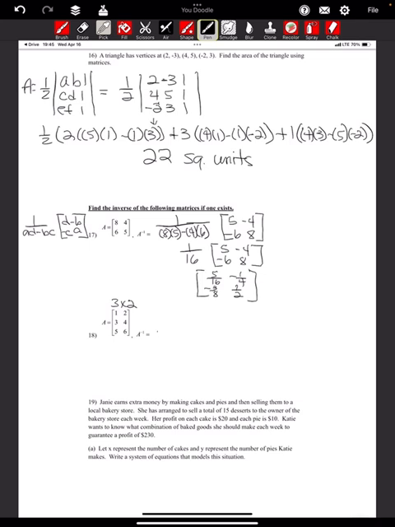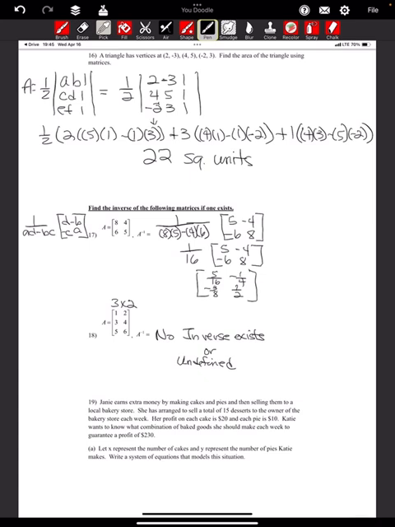So we would say no inverse exists or undefined. Or if you want to say not possible, that's also fine. So remember, if it's not a 2 by 2 for our purposes, you cannot find the inverse of it. All right? So let's move on to our second constructive response question.